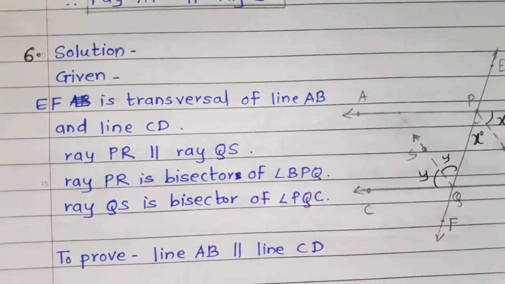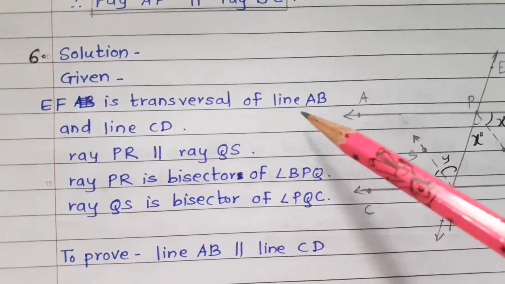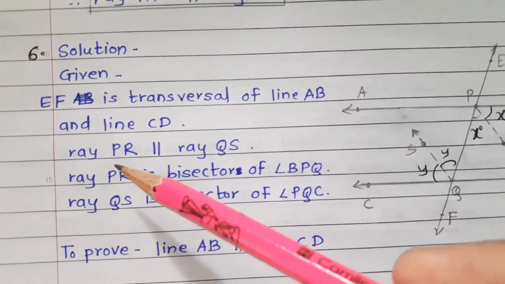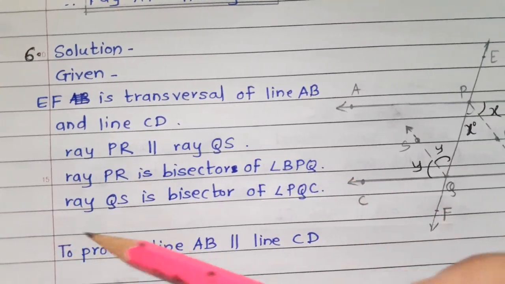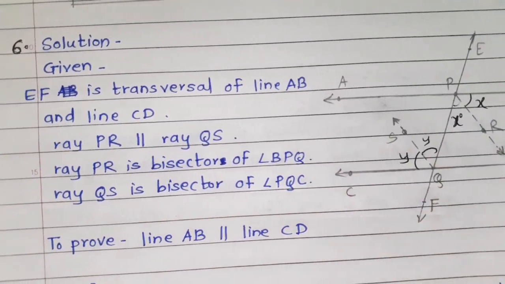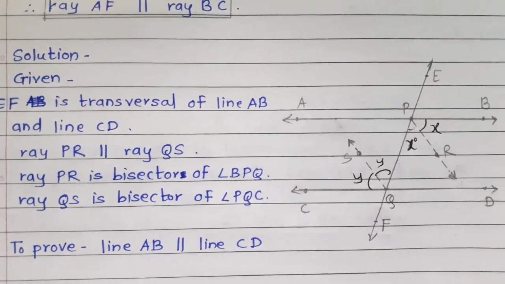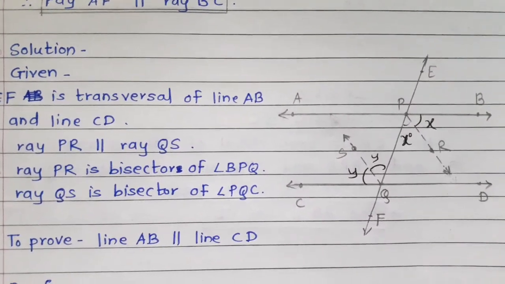First of all, write down the given: EF is a transversal of line AB and line CD. Ray PR is parallel to ray QS. Ray PR is the bisector of angle BPQ. Ray QS is the bisector of angle PQC. And we have to prove line AB parallel to line CD.